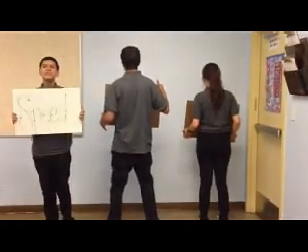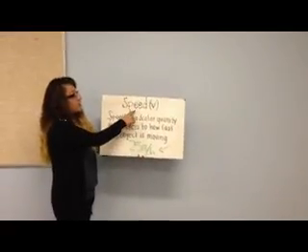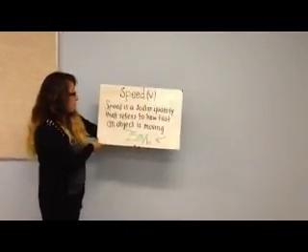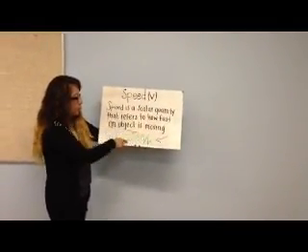Speed versus velocity. Speed. This is the symbol for speed, and speed is a scalar quantity that refers to how fast an object is moving. The quantity is 25 meters per hour.